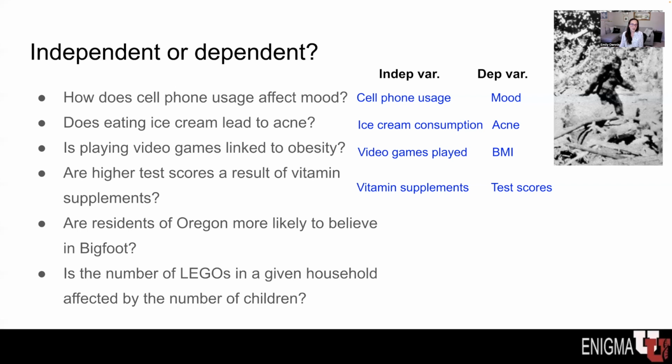Next example, are residents of Oregon more likely to believe in Bigfoot? Here, the independent variable would be whether somebody is a resident of Oregon or not, and the dependent variable would be belief in Bigfoot. And lastly, is the number of Legos in a given household affected by the number of children? In this example, the independent variable would be the number of children in a household, and the dependent variable would be the number of Legos.